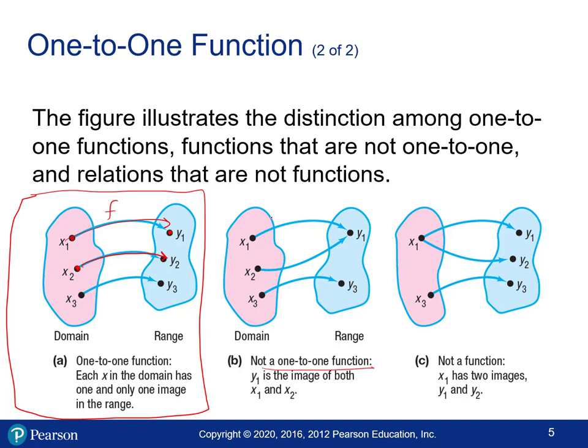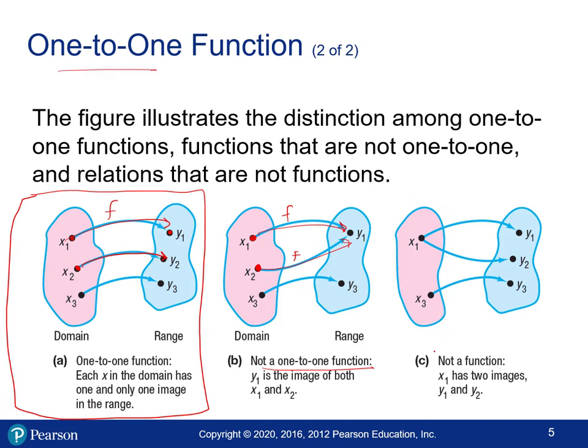This is still a function, but it's not one-to-one. Notice this x value and this x value, if you plug them into your function, let's say the function is f, they both give you the same y value. So it's still a function, but it's not a one-to-one function. We are not interested in that for this situation. What we're looking for is one-to-one functions.